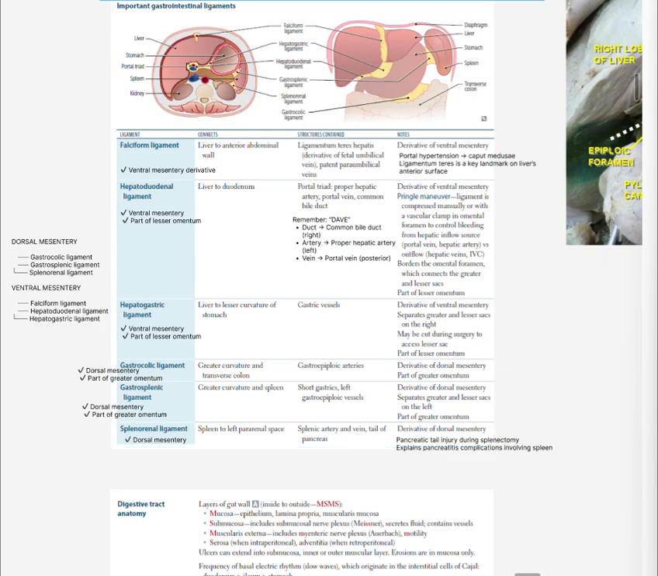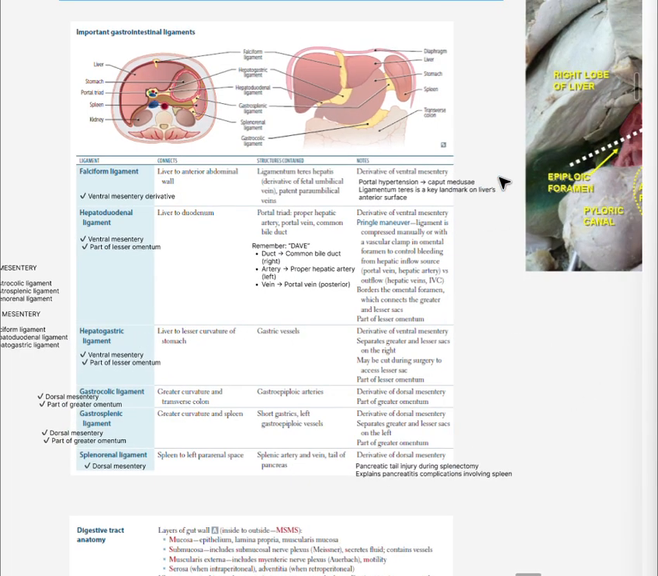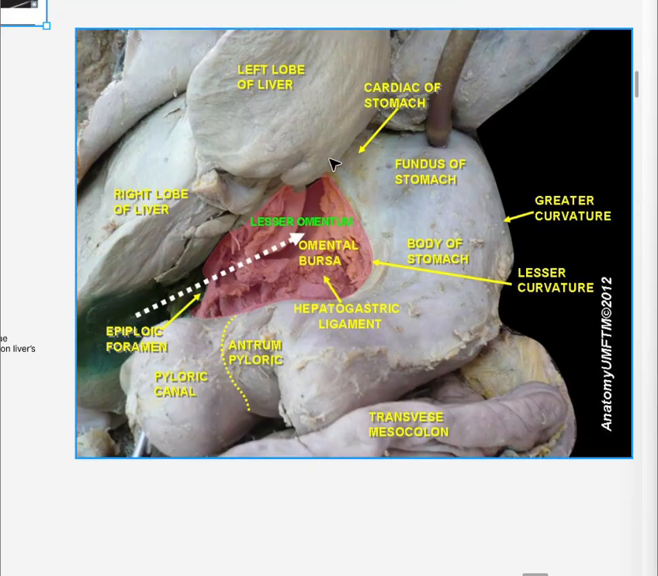We now move on to the hepatogastric ligament. Now you can appreciate the hepatogastric ligament. It's also part of the lesser omentum. It also comes from the ventral mesentery. And basically it contains gastric vessels. So it forms the anterior wall of the lesser sac, right? And it can be cut surgically to access the lesser sac.